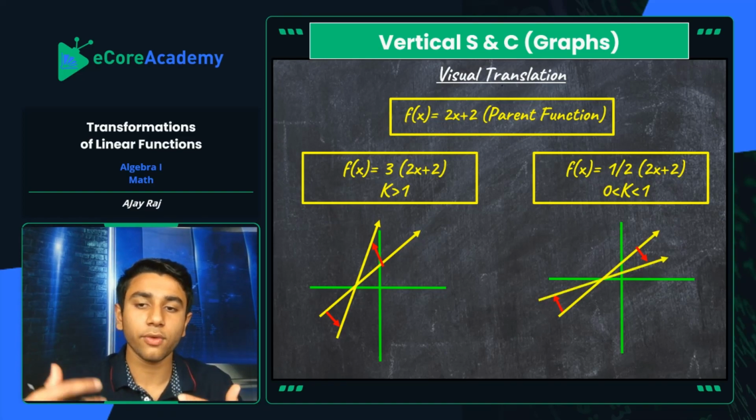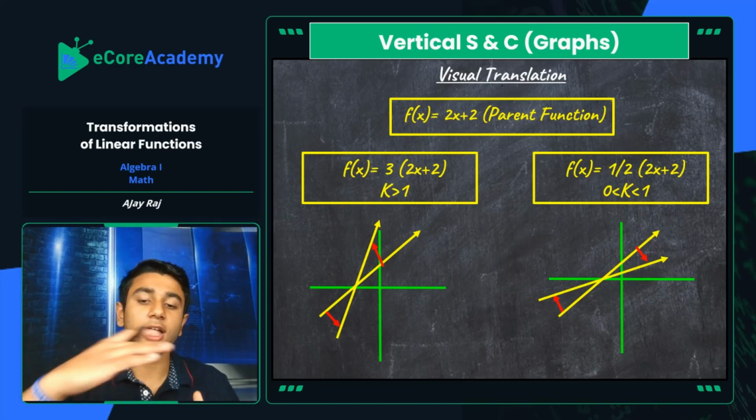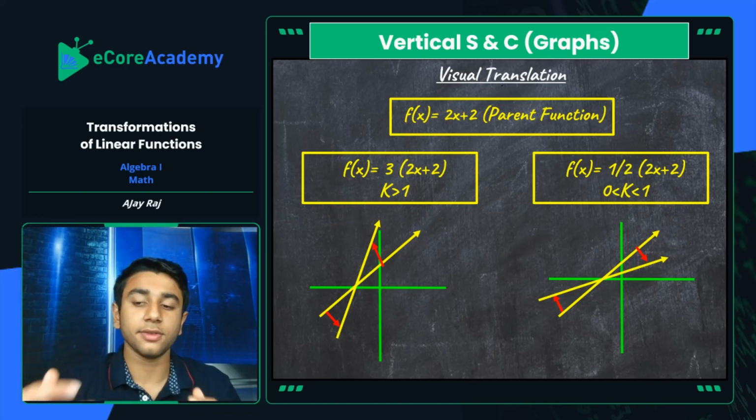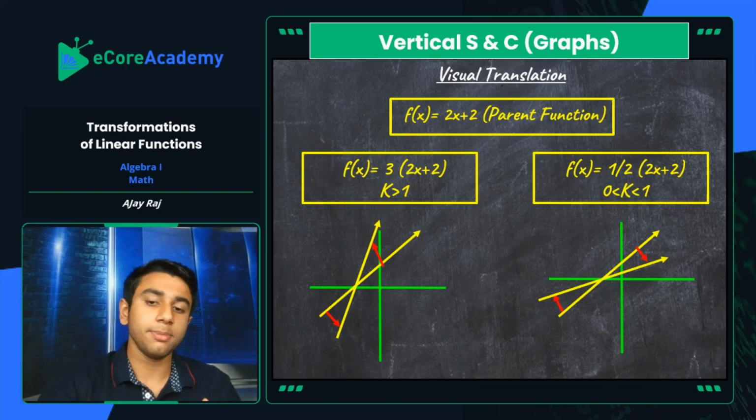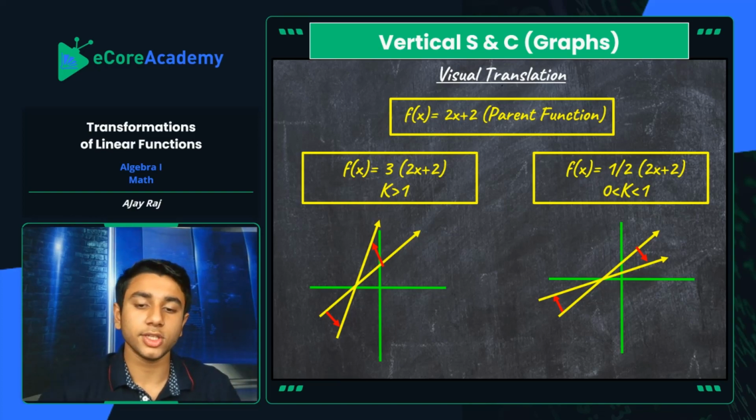So now, because of your vertical compression, it's going to be a lot flatter. It's going to have much less of a slope. So your slope is going to be less. And then, of course, with your steeper side, you're multiplying by 3. It's going to be increased with the stretch.